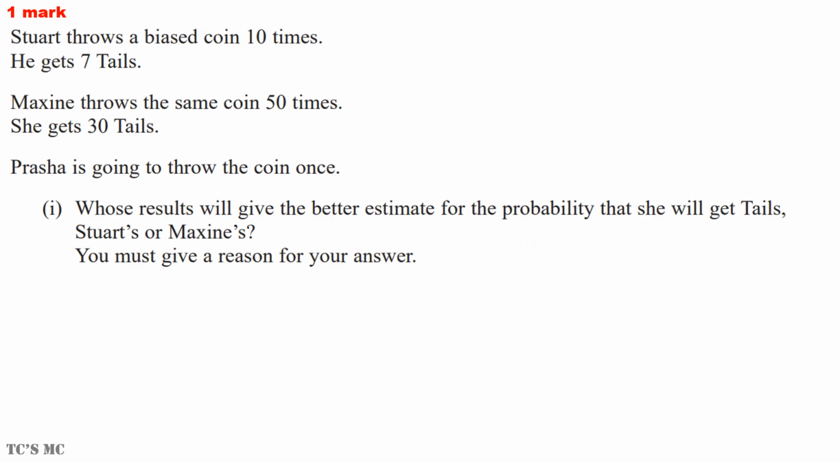Stuart throws a biased coin 10 times. He gets 7 tails. Maxine throws the same coin 50 times and she gets 30 tails. Prasha is going to throw the coin once. Whose results will give the better estimate for the probability that she will get tails? Stuart's or Maxine's? You must give a reason. So this is a 1 mark question. Without the reason, you won't get the mark. So it is Maxine, but you must give a reason.